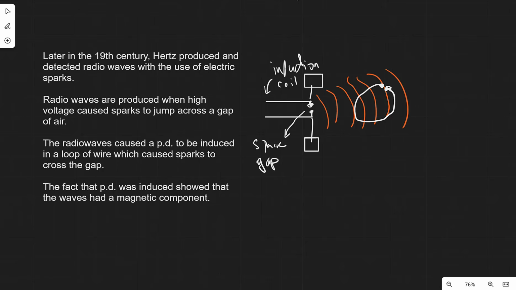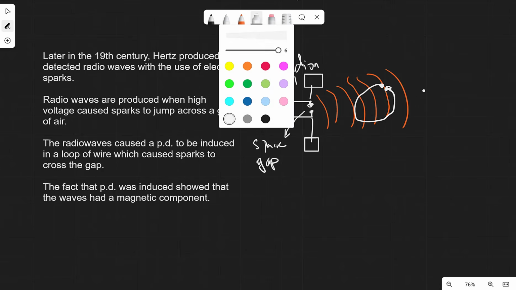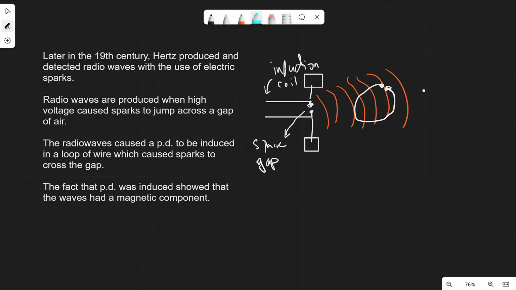So later on in the 19th century, Hertz produced and detected radio waves with the use of electric sparks. How did he actually do that? So radio waves were produced when high voltage caused sparks to jump across a gap of air. So the gap was just across here. Let's see if I can draw some sparks across it. So these things were charged. Basically, one of these was positive, one of these was negative, and then electricity would spark between them.